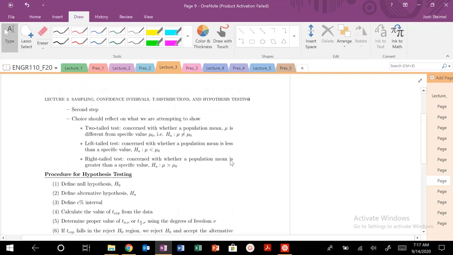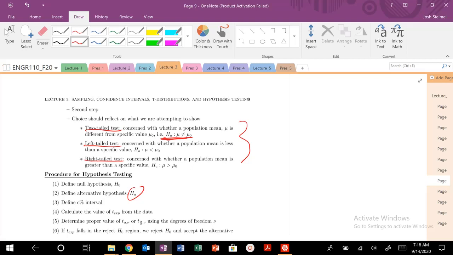So we're going to define an alternative hypothesis, H sub A. And that is going to be one of three tests. So it's either going to be a two-tailed test, a left-tailed test, or a right-tailed test. So we're either going to say our alternative hypothesis is that the sample does not come from the population mean specified in our null hypothesis.